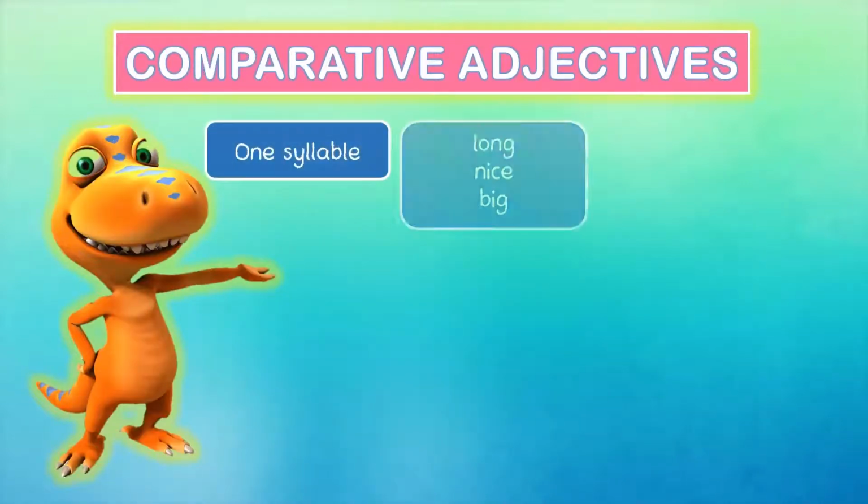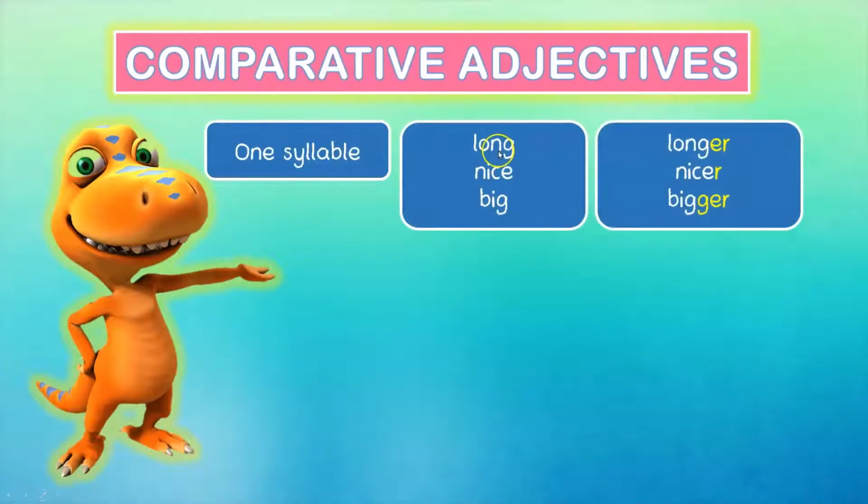For one syllable adjective, for example, long, we will add ER to the word to make it a comparative adjective. So long will be longer. And for the word that ends with E, we will add just R to make it a comparative adjective. So nice will be nicer.